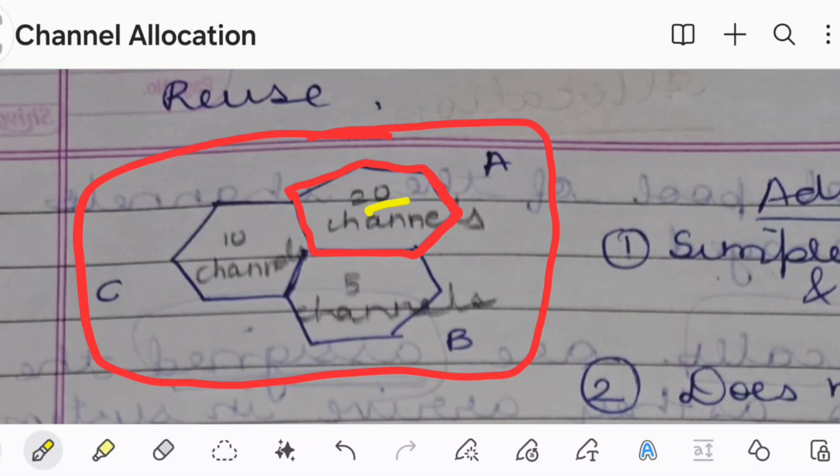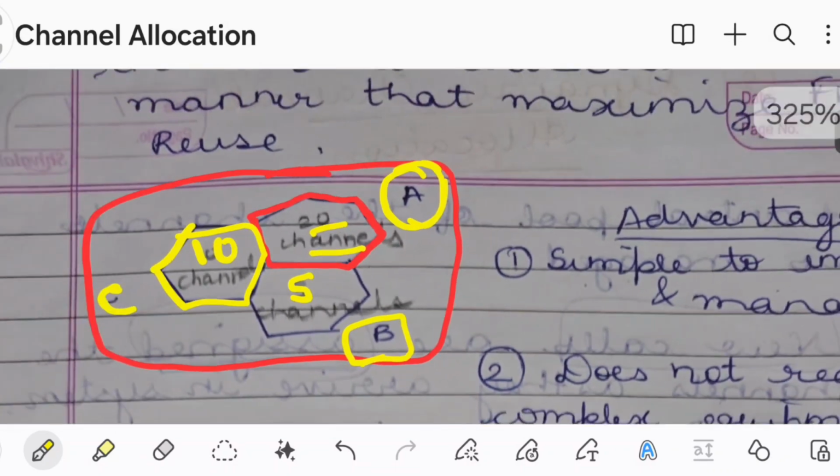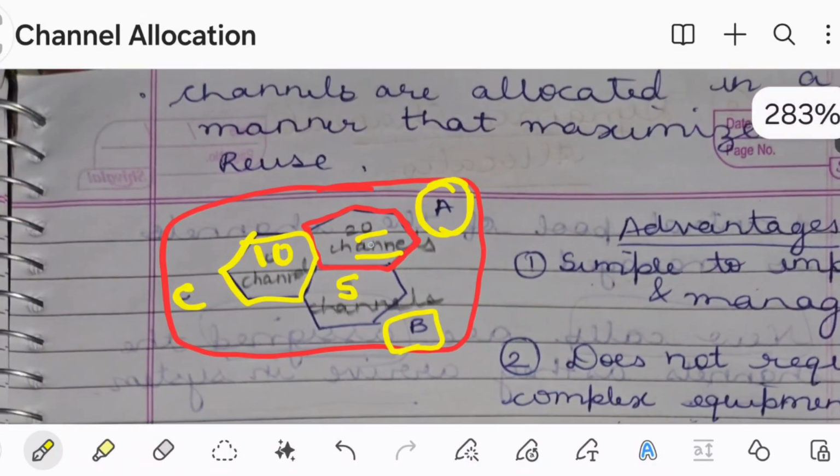has been allocated 20 channels. This B cell has been allocated 5 channels. And then this C cell has been allocated 10 channels. So any request which comes can be accepted by only these channels. So only 20 channels can be used by this cell A.